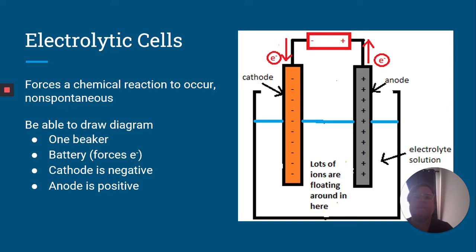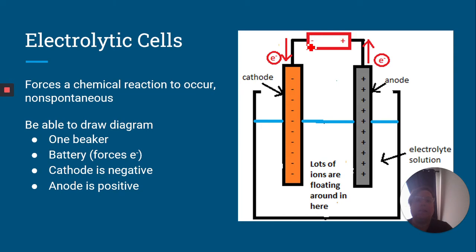So the second type of electrochemical cell is called the electrolytic cell. Electrolytic cell forces the reaction to occur. So these are non-spontaneous reactions that are occurring in the cell. You should be able to draw the diagram, which is here on the right-hand side. Notice that it is one beaker instead of two separate beakers.